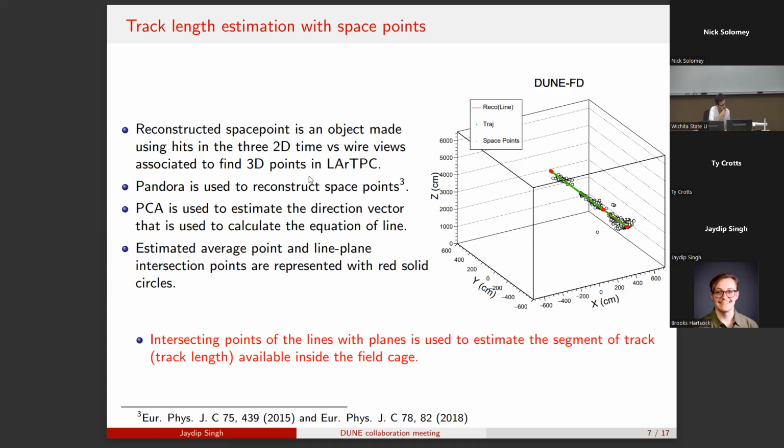So one can see the reconstructed space points are not collinear. So we use the PCA algorithm to get the average position and the direction of the line. I mean, we are using geometry to get the intersection points of the line and plane. So this intersection of line and plane will give a track segment, and from that segment one can get the track length from this algorithm. So once we have the track length, we can get the total charge from the hits, and then we can get the dQ/dL.